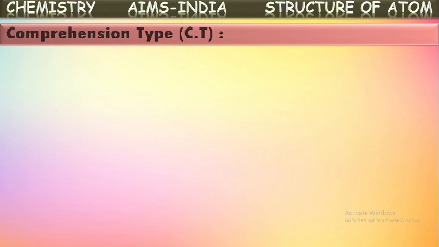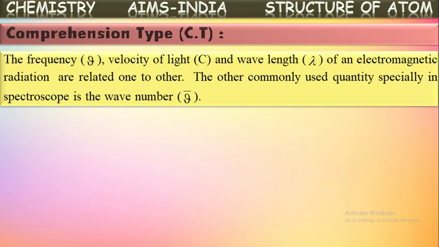Next, a comprehension paragraph type question. Let us see the paragraph or comprehension given here. Based on that, they will give some questions. See the first statement given here. The frequency nu, velocity of light c, and wavelength lambda of an electromagnetic radiation are related one to another. The other commonly used quantity, especially in spectroscopy, is the wave number.